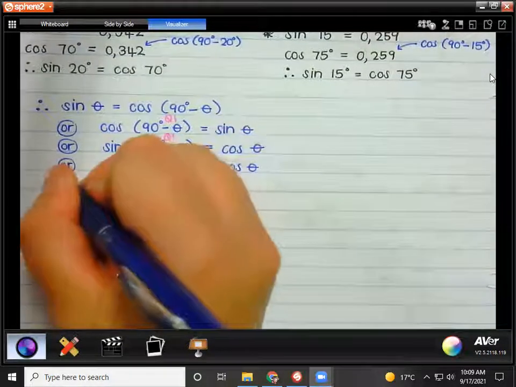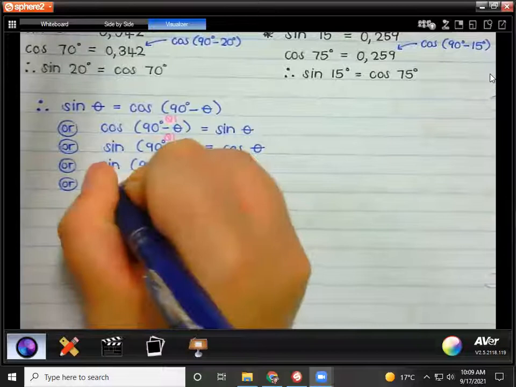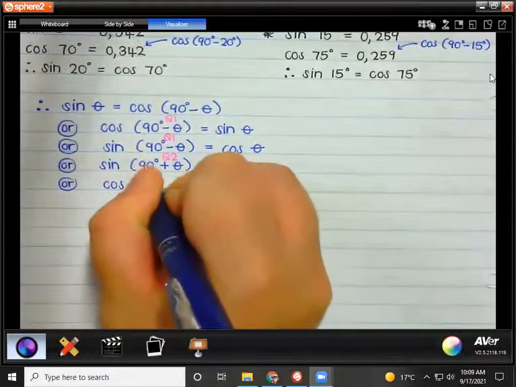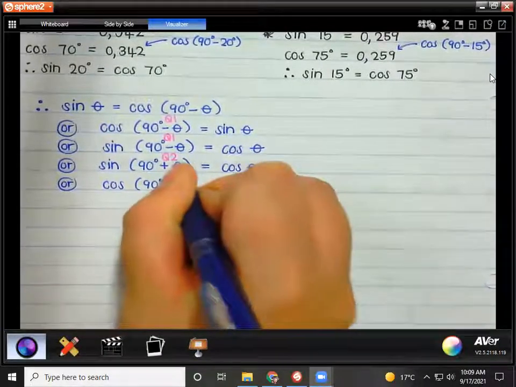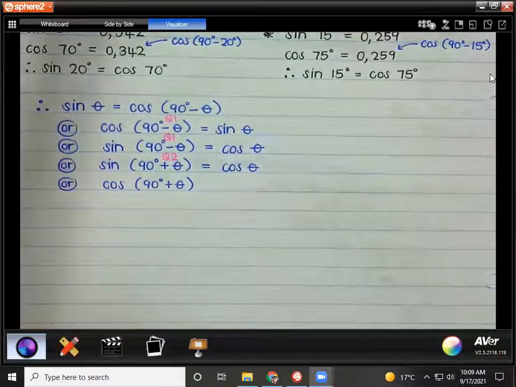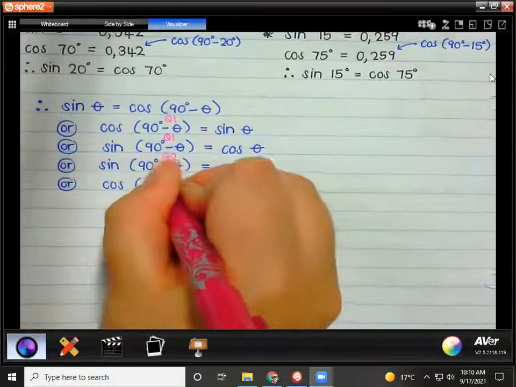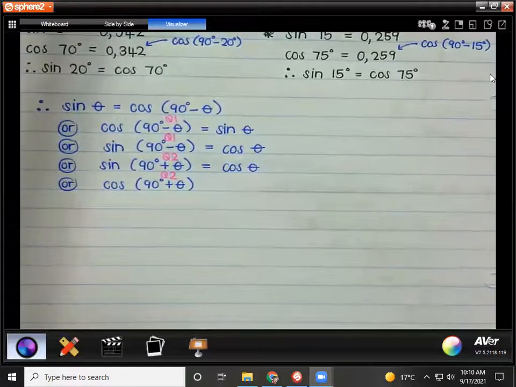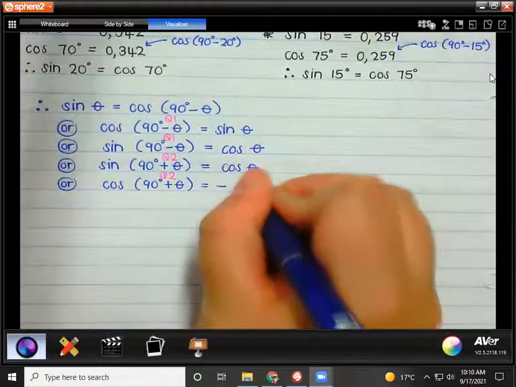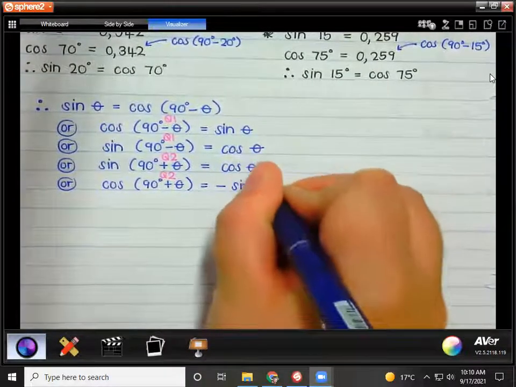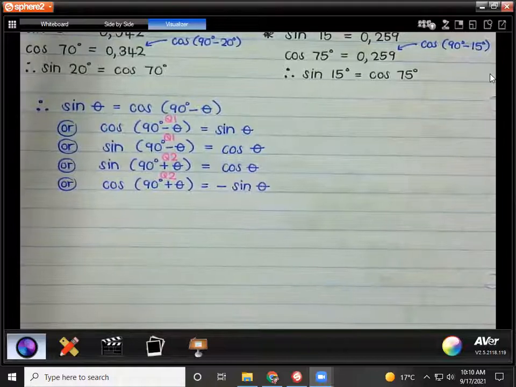But if it was the other way around, guys, if they said cos of 90 plus theta, 90 plus theta is in quadrant 2. What is cos in the second quadrant? Negative. So this answer has to be negative sine theta.